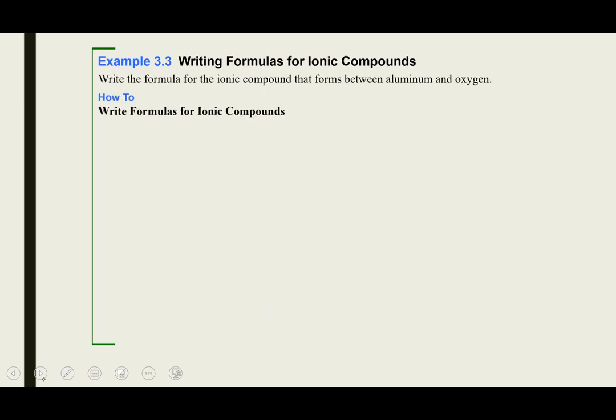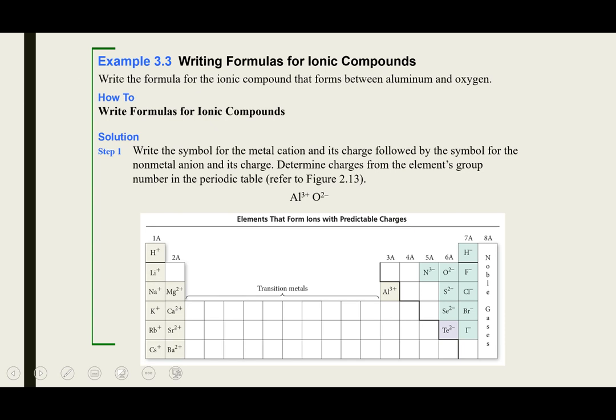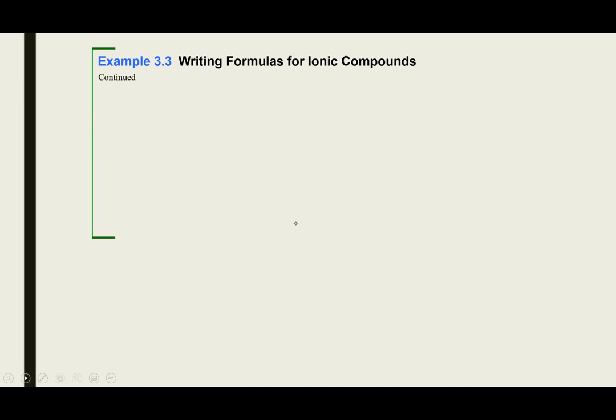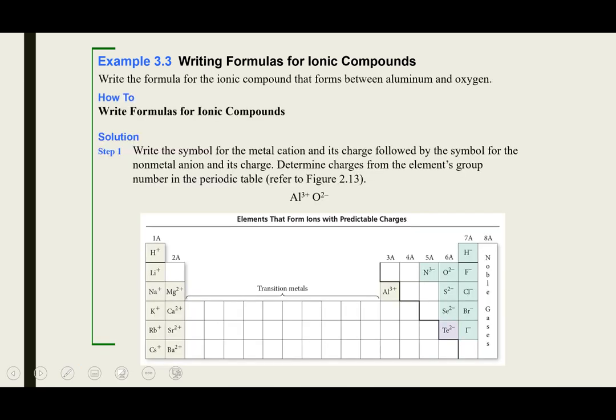When we are writing formulas for ionic compounds, you're going to write the symbol for the metal cation first and its charge. It's part of the symbol, followed by the symbol for the non-metal anion and its charge. You're going to use the charges that are on the periodic table. On your periodic table, they are in the upper right corner. And for the anions, you're going to have more than one number in that corner for most of them.